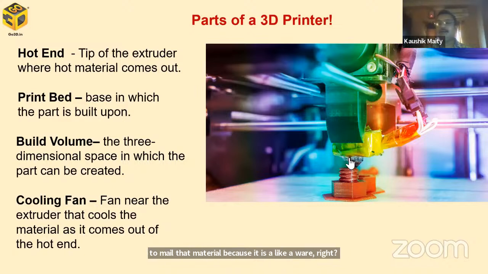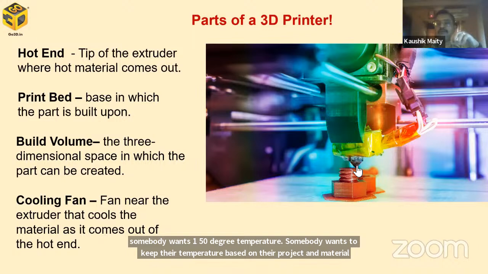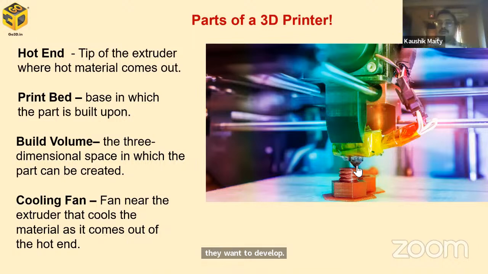For melting it, very normal concept, common sense, you need a temperature. The tip of the nozzle has a high temperature. This is also subject to change according to the project or research which you want to do. Somebody wants 150 degree temperature, somebody wants 250 degree temperature, based on their project and the material they want to develop. So the tip of the extruder, which is hot, melts the material, then they slowly start. I have a video, I believe, of how it is printing. I will show that. So build volume and then bed.